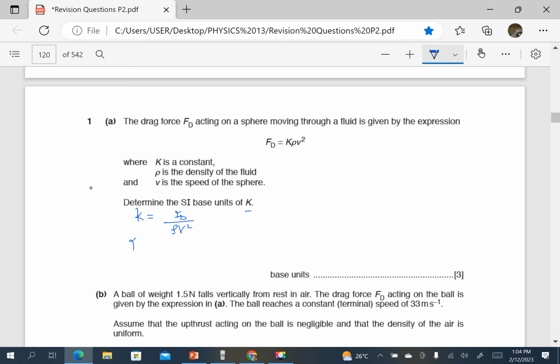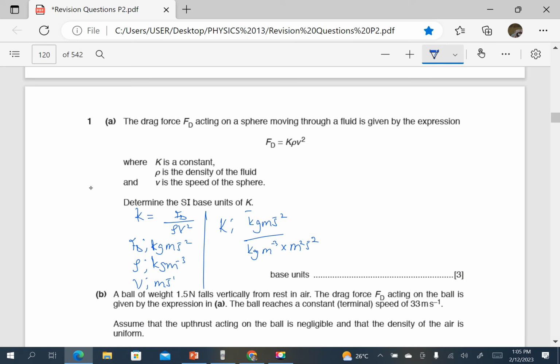So Fd is force, which is kilogram meters per second squared. Rho is density, which is kilograms per meter cubed. And V is speed, that is meters per second. So we now substitute the units. K will have units of kilogram meters per second squared divided by kilogram per meter cubed times, because V is squared, meters squared s to the power negative 2.